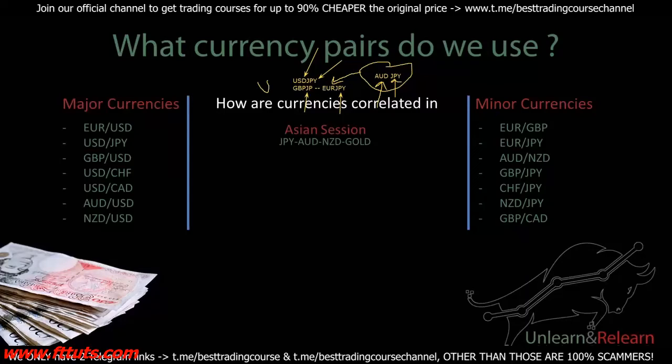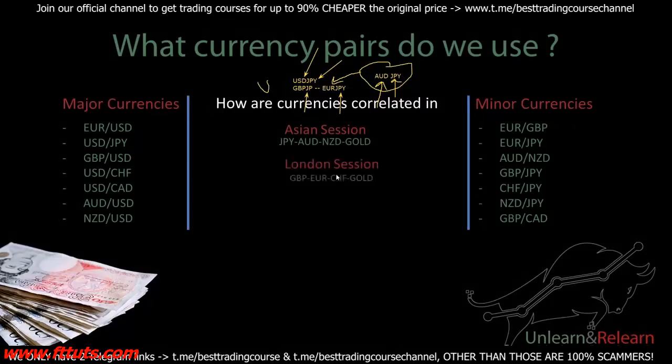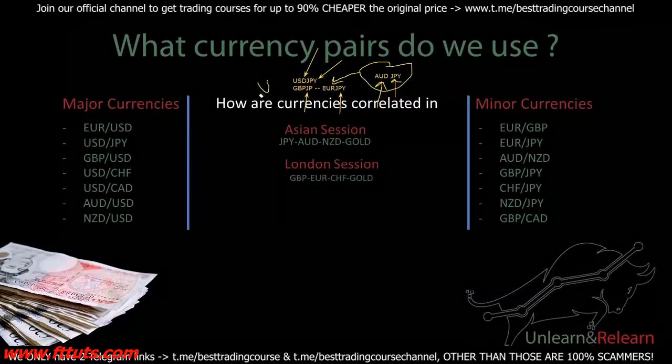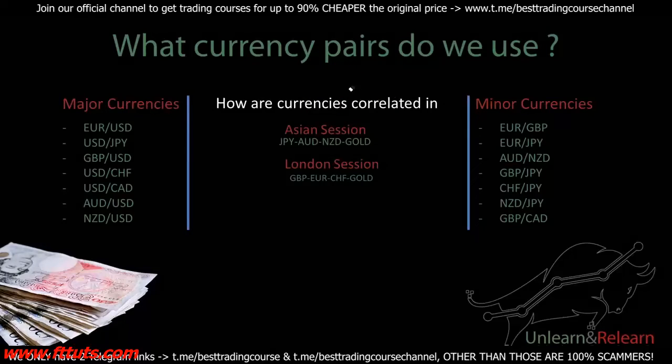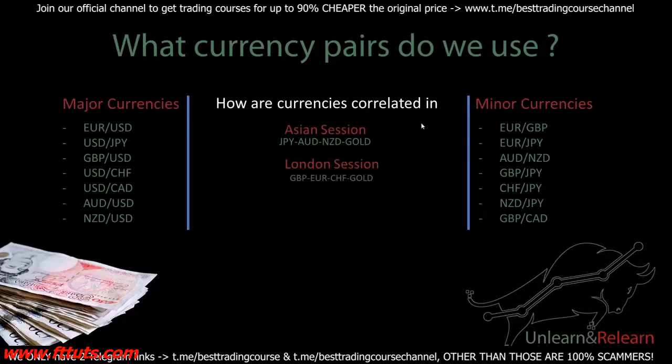Now if we move along to the next session, we're going to talk about the London session. When you talk about London, you're talking about the pound, the euro, the Swiss franc, and gold as well. The same thing applies in the London session. One most important thing is that currencies have both strengths and weaknesses. The easiest way to identify strength and weakness is by looking at the chart and seeing what the correlations are. We're going to talk about that later on as well.